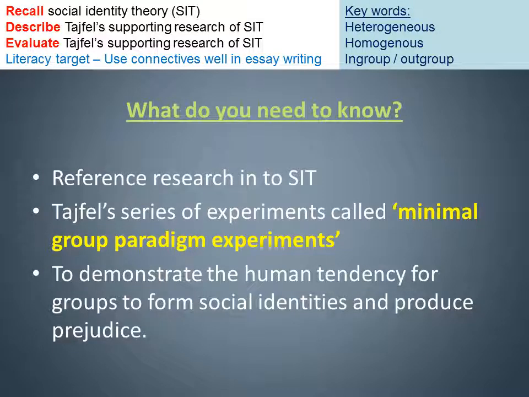It's really important that you are able to reference research in social identity theory. Now this has often been a question that's come up on the SAMs. And something that we're going to look at here is Tajfel's series of experiments, which are actually called minimum group experiments. Now in this, Tajfel demonstrates the human tendency for groups to form social identities and that this will lead to prejudice.